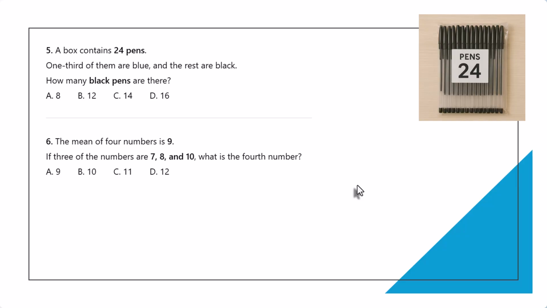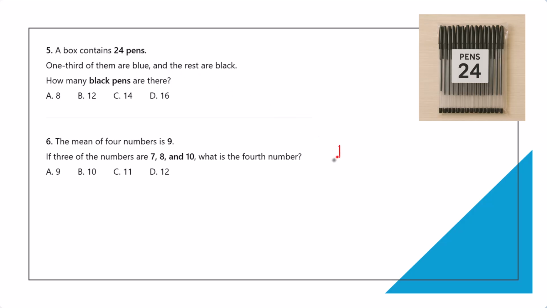Okay, so I hope that you tried question 5. A box contains 24 pens. 1/3 of them are blue and the rest are black. How many black pens are there? Now, they said 1/3 of them are blue and the rest are black.